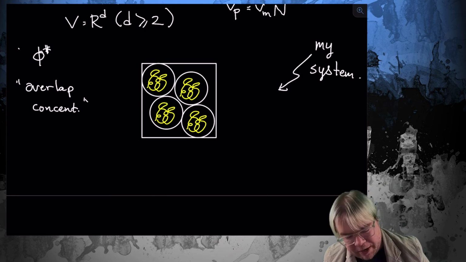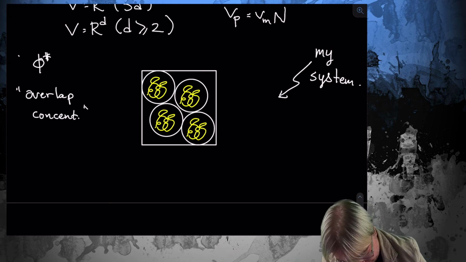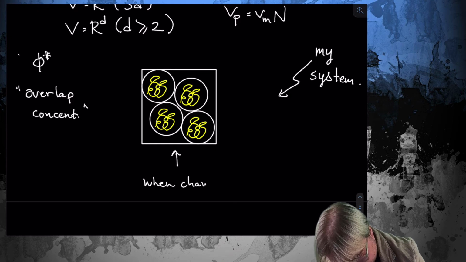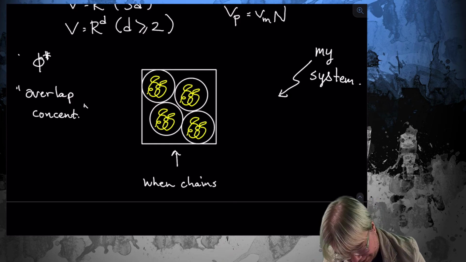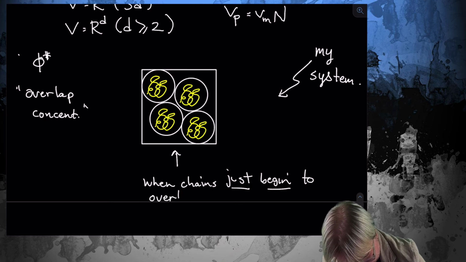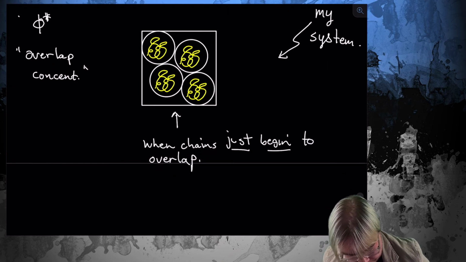So imagine that this square is completely filled up by these circles. Then at this point, I could say this is when chains just begin to overlap. So just begin to overlap. All right.